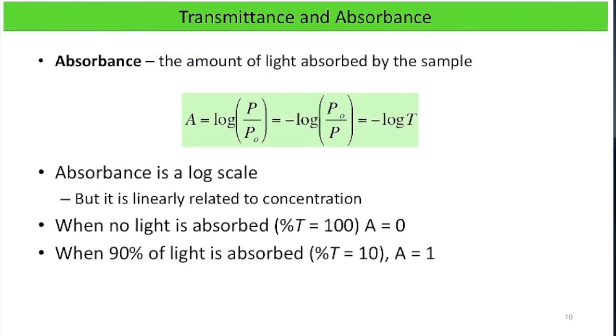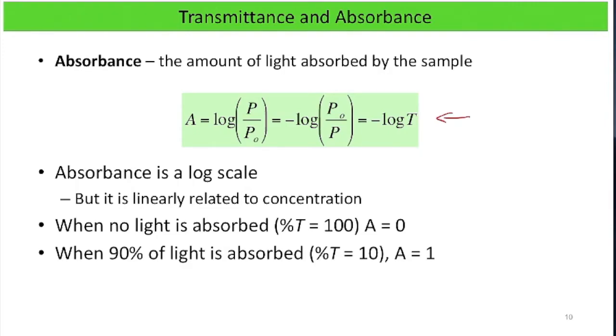And absorbance is the amount of light that is absorbed by the sample. And it's given by this equation here. So you can see it's related to transmittance. It's actually the negative log of the transmittance. So absorbance is a logarithmic scale, but it's linearly related to concentration. So there we have our nice linear relationship, and we can more easily use absorbance to determine concentrations.